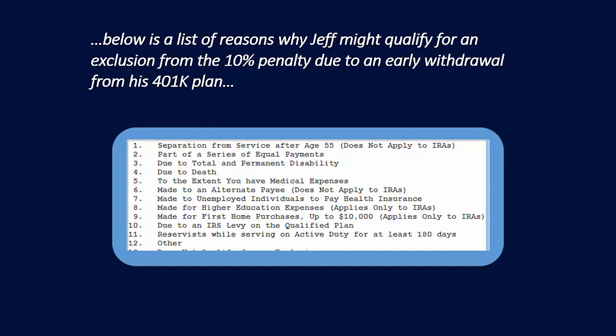Most often you might see something like number 8, made for higher education expenses. This applies only to IRAs. Number 9, made for first-time home purchases up to $10,000. Again, this only applies to IRAs. Number 5, due to the extent that you have medical expenses. And again, these are some of the reasons that would qualify for an exclusion from the 10% penalty because of an early withdrawal from a retirement plan.